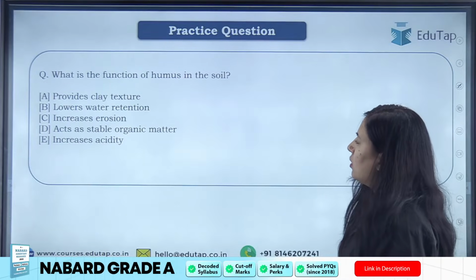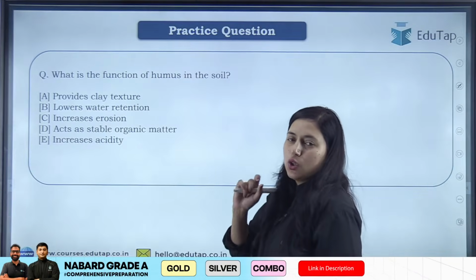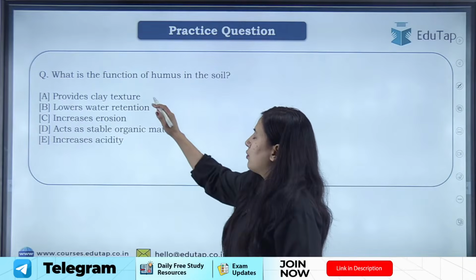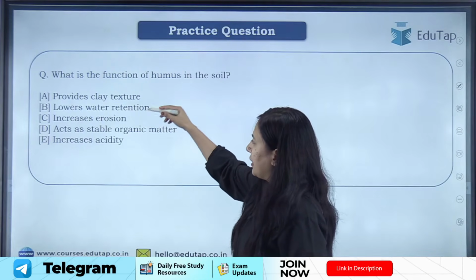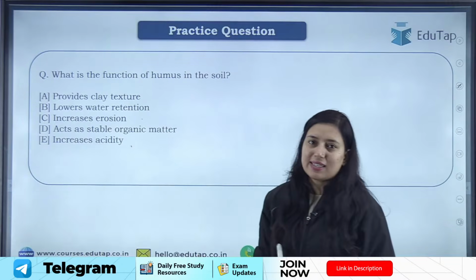Moving to the next question: what is the function of humus in the soil? You have to tell me. Your options are: provides clay texture, lower water retention, increase erosion, act as stable organic matter, increase acidity.